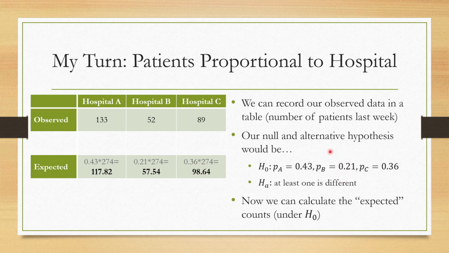Then I do the same thing for Hospital B, but now with Hospital B's pre-specified proportion of 21% multiplied by the total sample size. Again, how many people do I have in my study? 274. And multiply by 274, and that gives me my expected value here, 57.54. And then I would do the same thing for Hospital C.